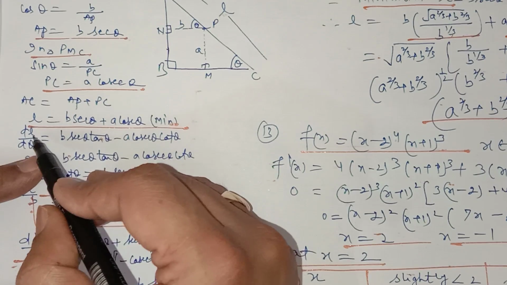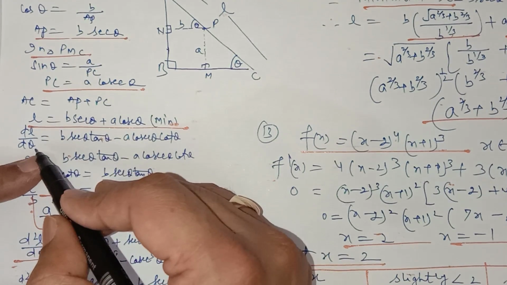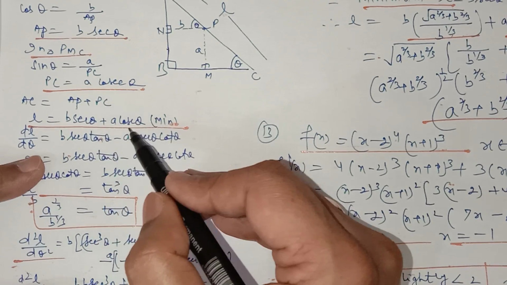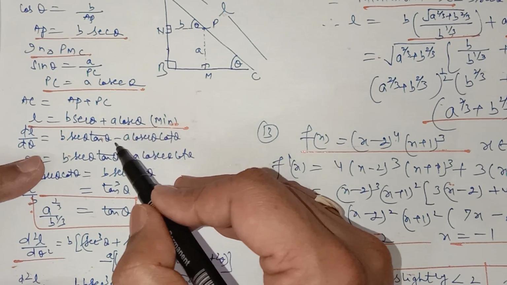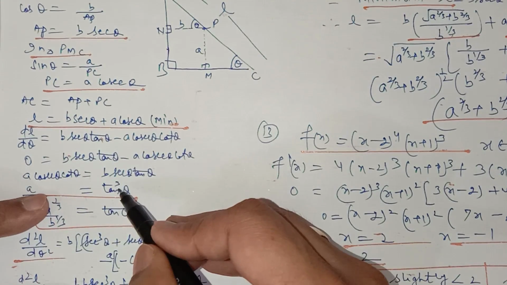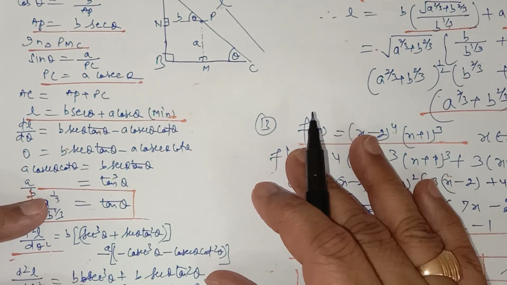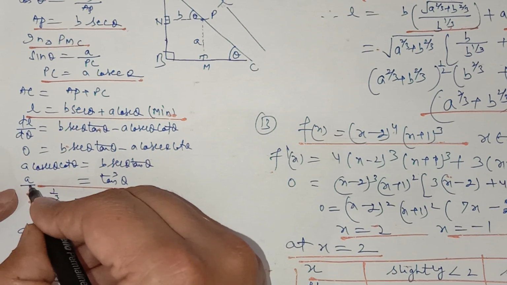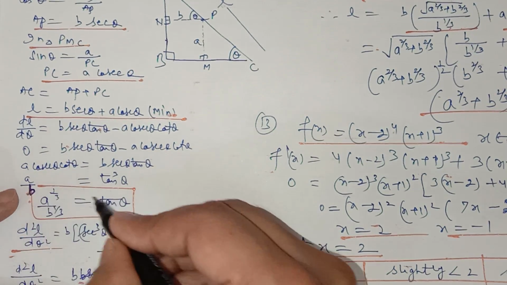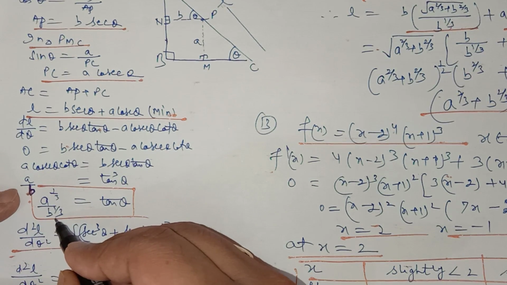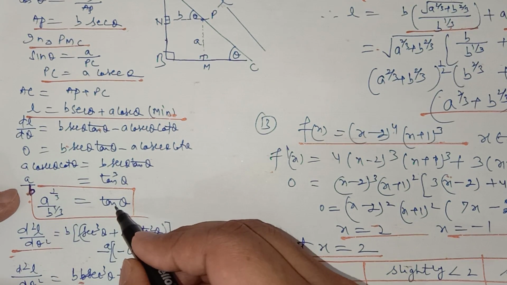So differentiate L with respect to theta. That is, dL upon d theta comes down to be B sec theta into tan theta, and the derivative of cosec theta is minus cosec theta into cot theta. Put it equal to 0. Convert into sine and cos. You get tan cube theta is A upon B, and tan theta is A raised to power 1 upon 3 upon B raised to power 1 upon 3. This is the value of tan theta.